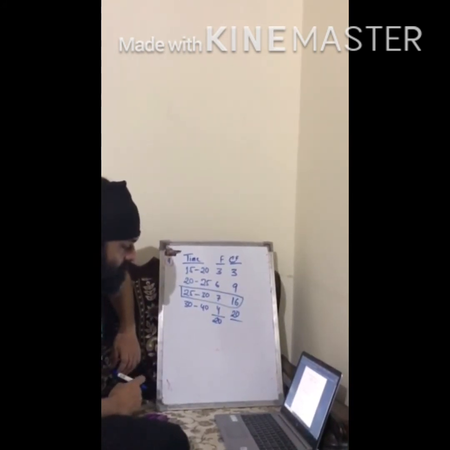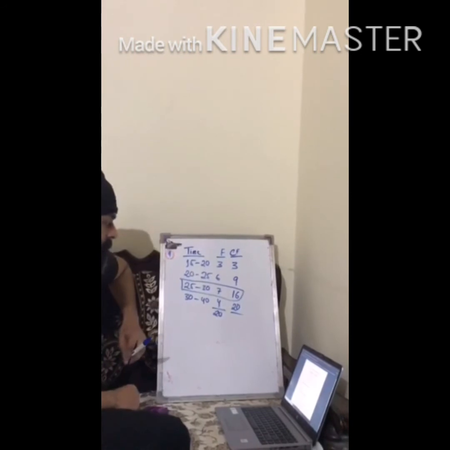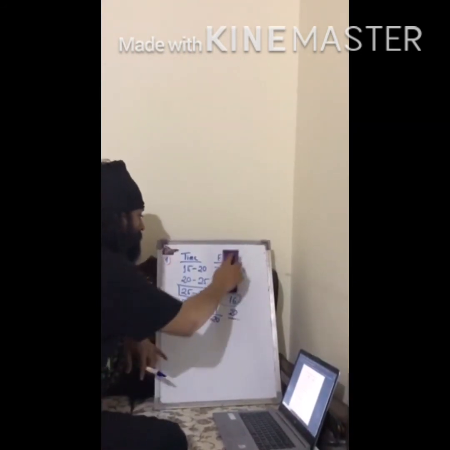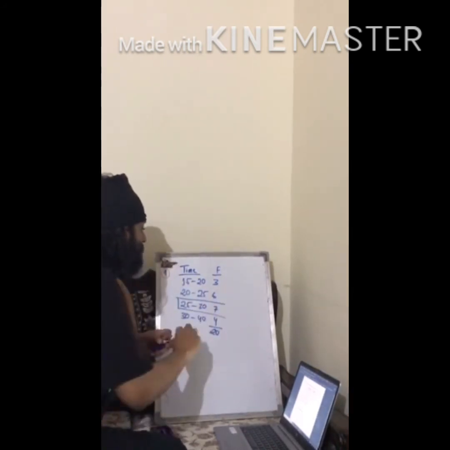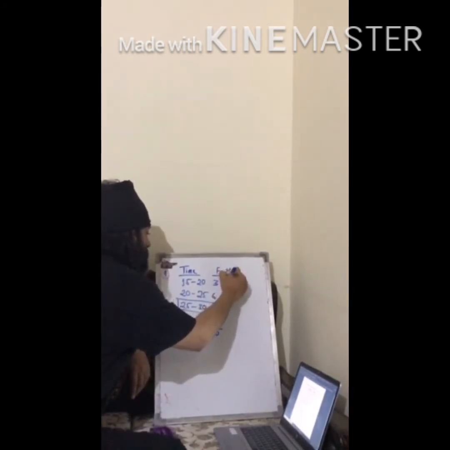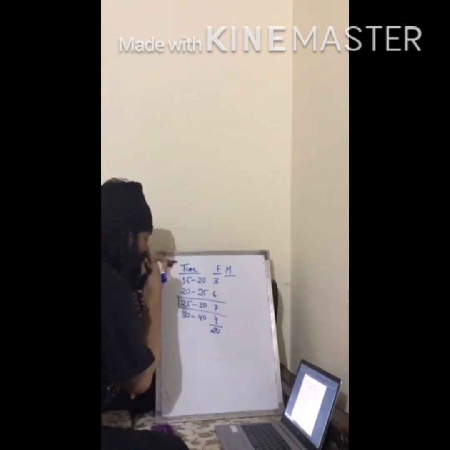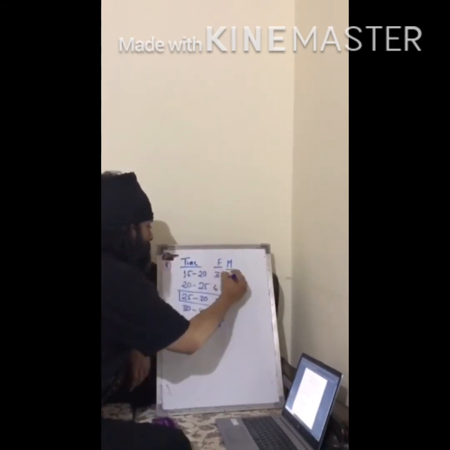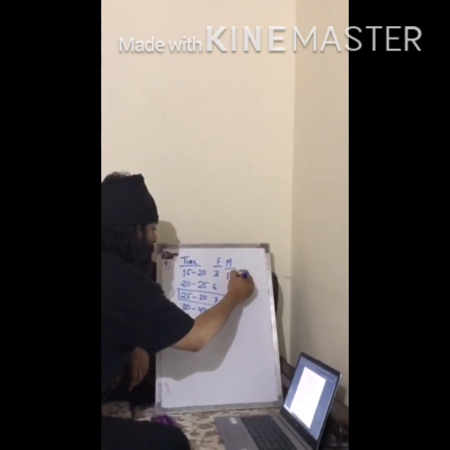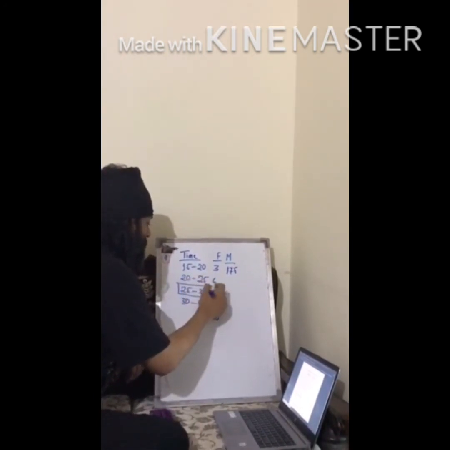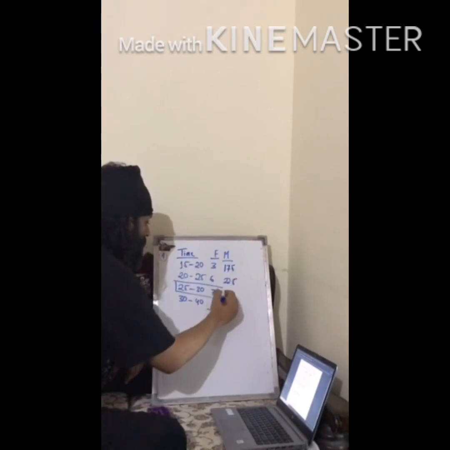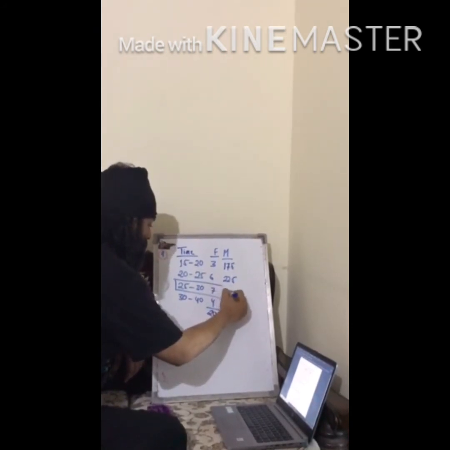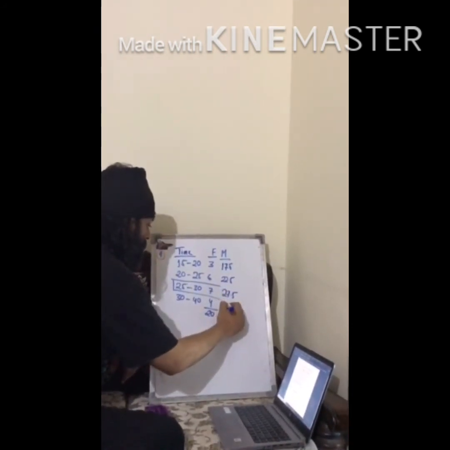Work out an estimate for the mean time. Okay, to calculate the mean time, we again have to find out quite a few things. First is the midpoint. So 15 plus 20 divided by 2 is 17.5. 20 plus 25 divided by 2 is 22.5. Then 27.5, and 35.